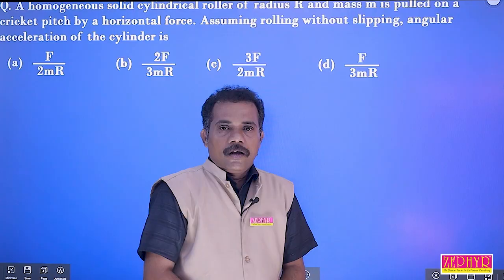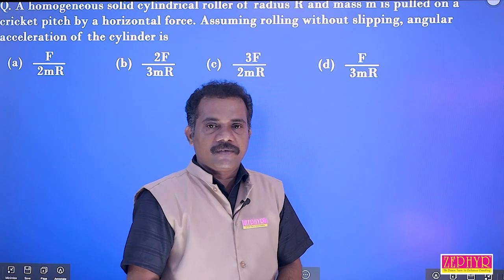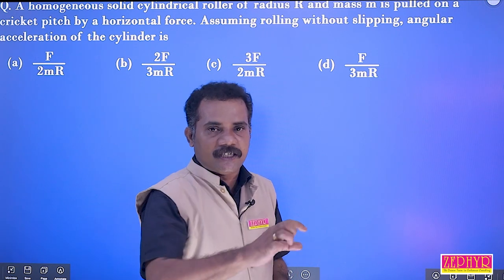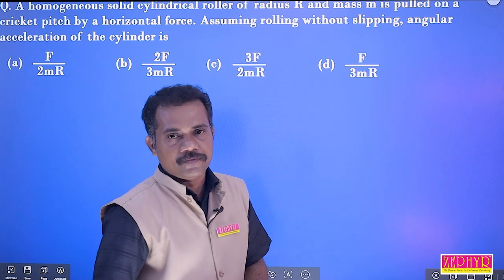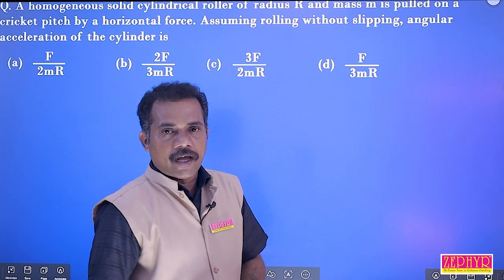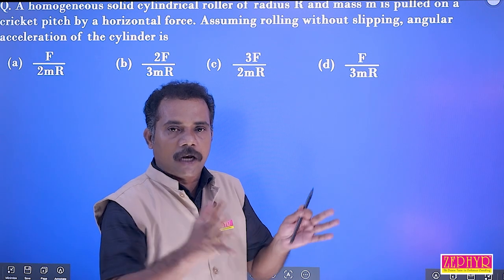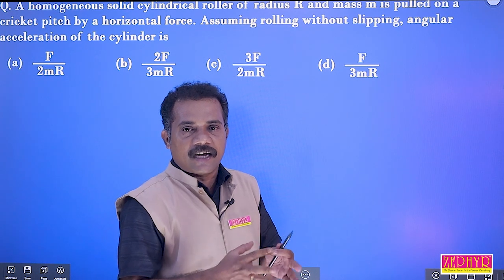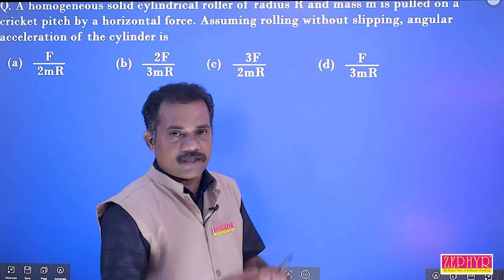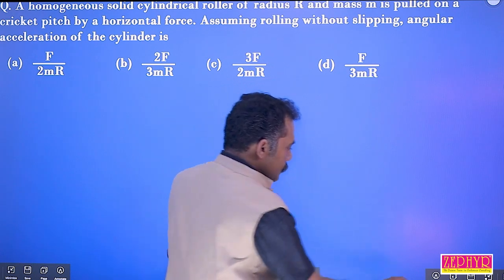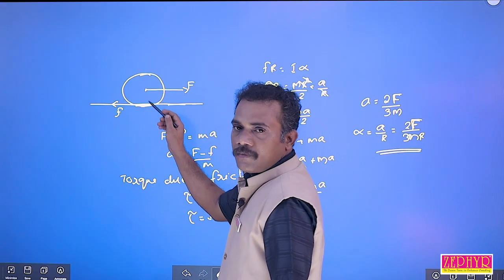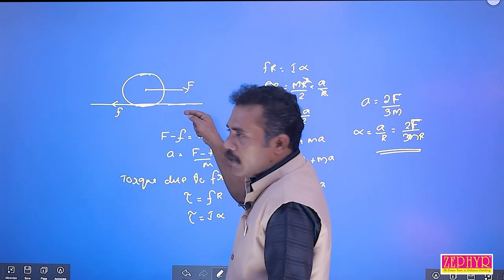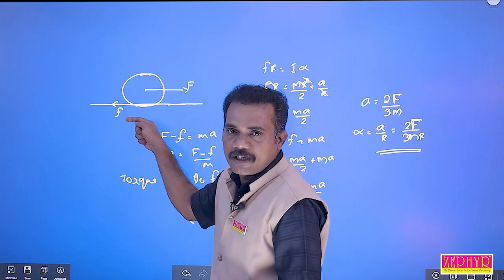Next question: a homogeneous solid cylindrical roller is pulled on a cricket pitch with a horizontal force. The rolling is without slipping, that is pure rolling motion. The angular acceleration alpha of the cylinder is asked. A solid cylinder is pulled horizontally by a force F, and on the cricket pitch, small f is the friction.